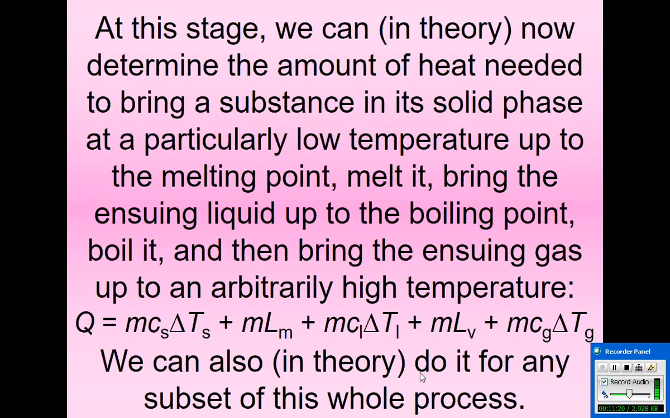Now, we could also do just a subset of these quantities. This is as bad as it gets. But suppose we start off with ice at -10 degrees Celsius and we want water at 30 degrees Celsius. Well, we'd still have the mcΔT for the solid to get it from -10 degrees to 0 degrees. We'd have to do the phase change from solid to liquid, so we have mL for that. We now have water at 0 degrees. And then we would need to take water at 0 degrees to the final temperature of 30 degrees. We're not bringing it up to the boiling point, so we don't need the mL_V. And certainly, since we aren't entering the gaseous phase, we don't need the mcΔT for gas.